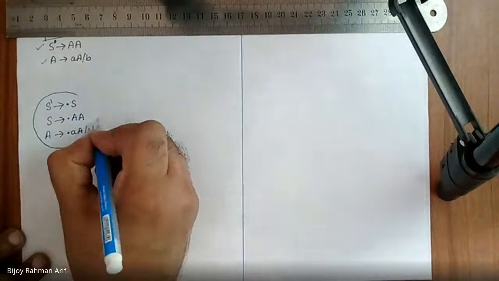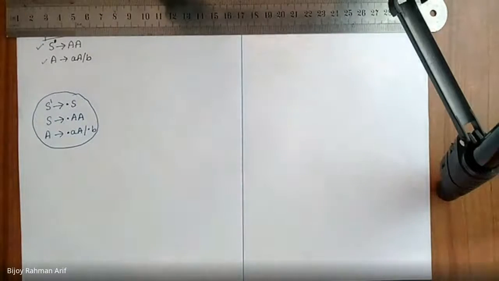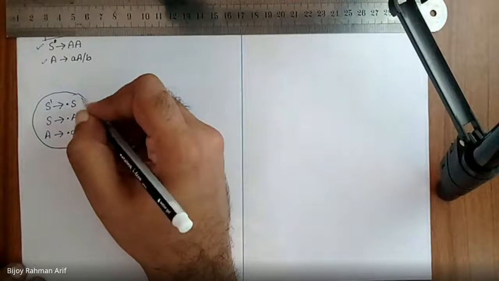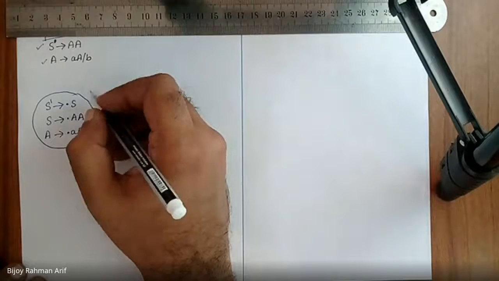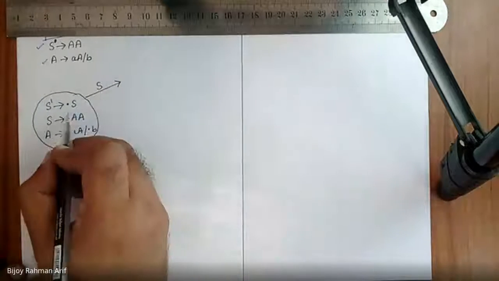Please don't blindly just put the dot, then it's a problem. Just use the logic. Okay? Did you get it? Yes, sir. Then what are we going to apply? GOTO. The first one is GOTO on S. If we apply GOTO on S, what do I get?